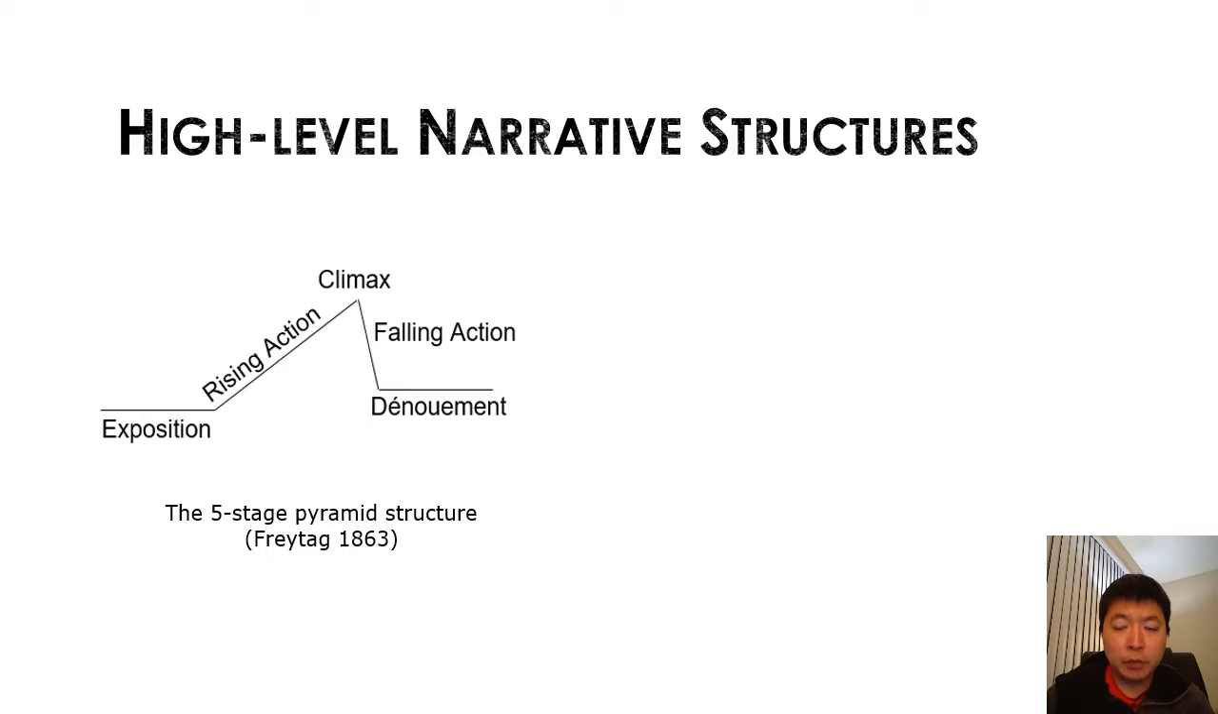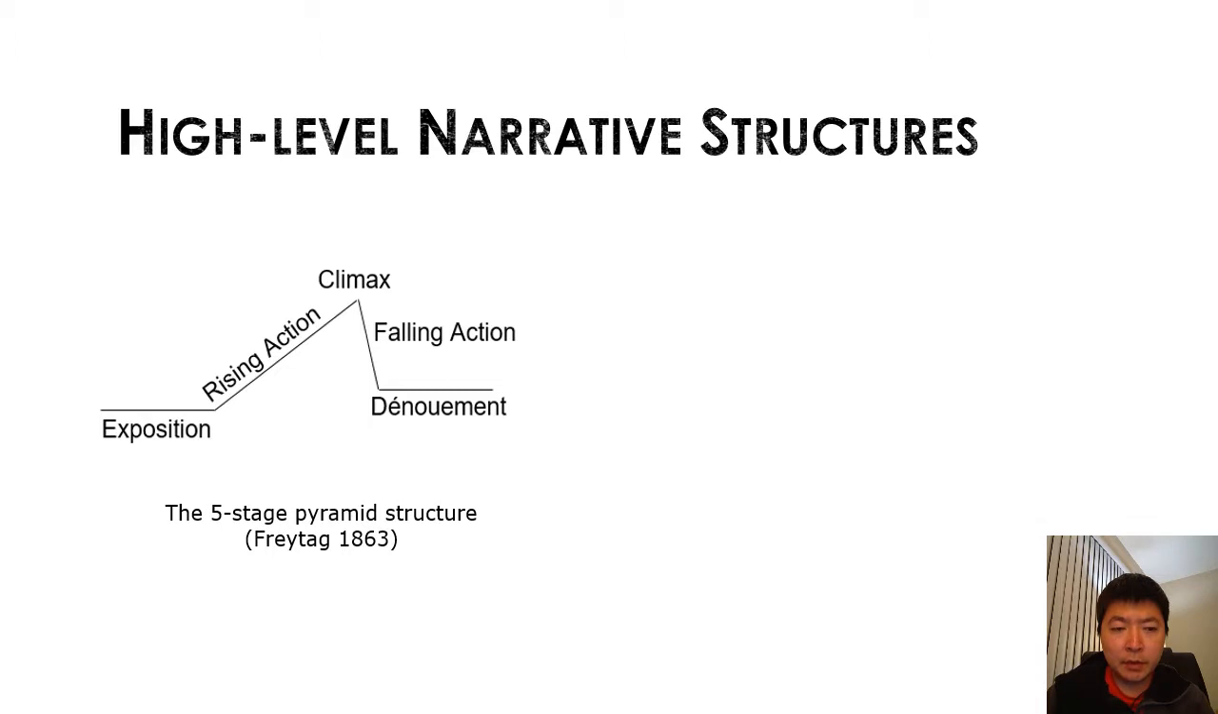One of the most prominent and well-known examples is the five-stage pyramid structure commonly attributed to Freytag. The modern interpretation, however, differs from what Freytag wrote in 1863, but because of its wide adoption and wide influence, we still call this theory Freytag's theory.